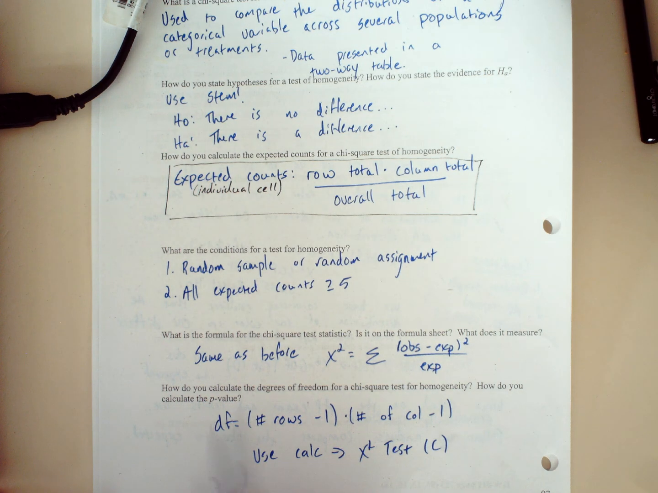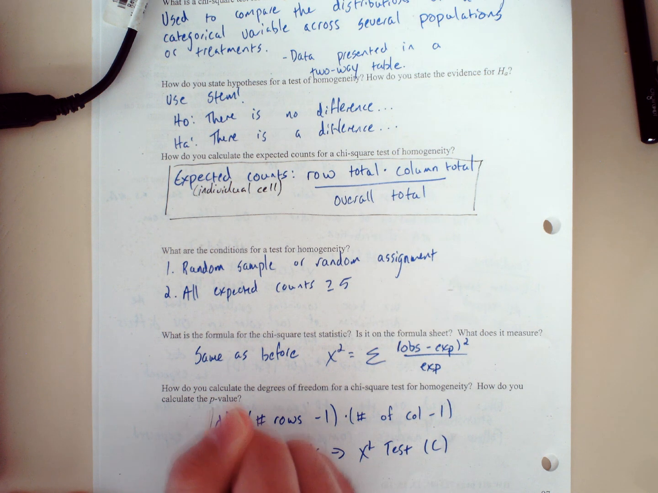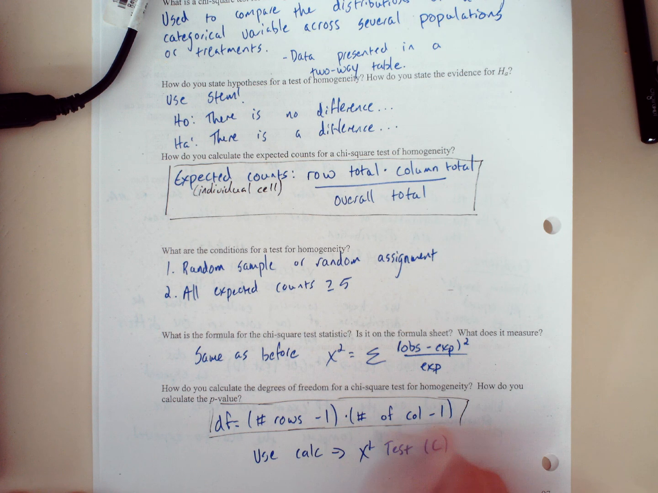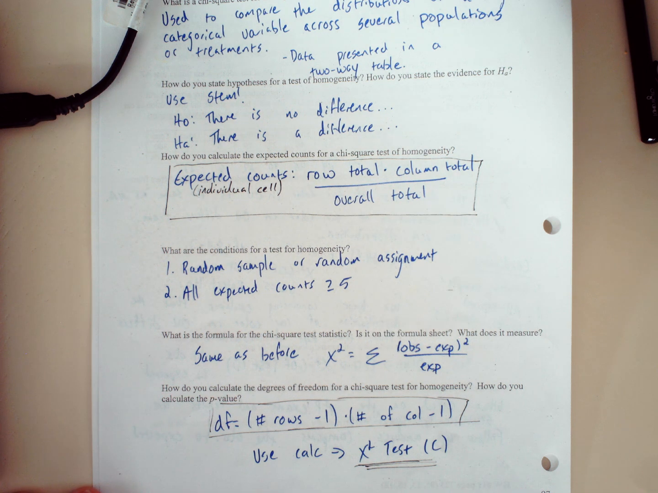Degrees of freedom is also different, so this is important. Frequently, multiple choice questions ask you about degrees of freedom. To find the degrees of freedom for this type of chi-squared test, it's the number of rows minus 1 times the number of columns minus 1. Again, we'll see this in the example. Use your calculator: the chi-squared test, which is C, on the calculator, will be used here.